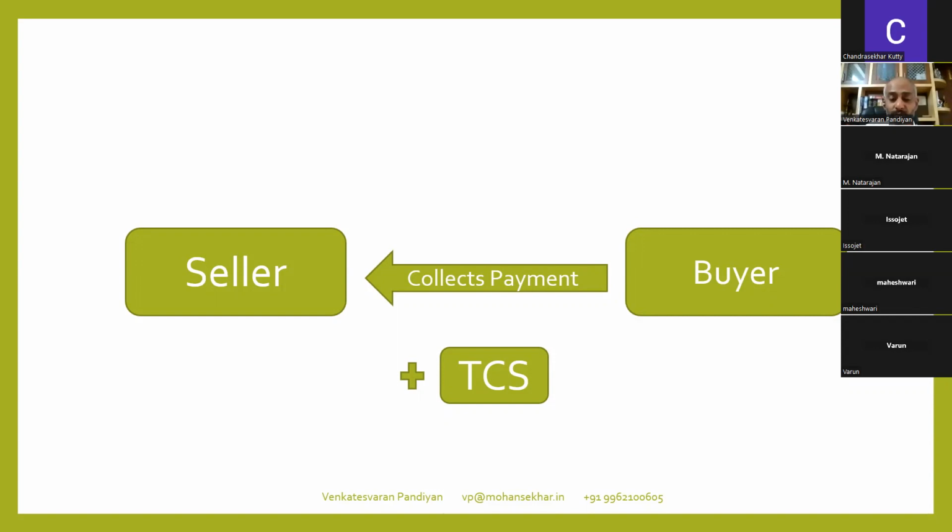When it comes to TCS, when a seller is collecting, a very typical and practical example which most of us would have seen is when you purchase a car for more than 10 lakh rupees. 1% is collected over and above the price of the car as TCS. So it is a very typical example where a seller collects extra money from a buyer and remits it.